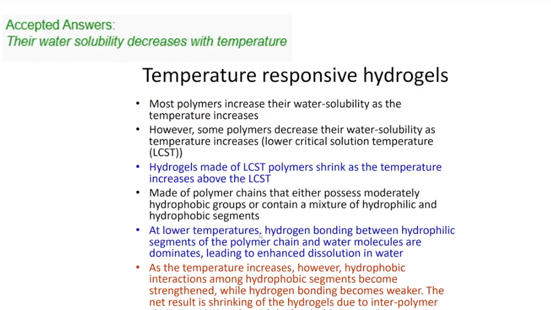What happens is that at lower temperature, the hydrogen bonding between hydrophilic segments of the polymer chain and water molecules dominates, leading to dissolution in water. Above this temperature, hydrophobic interactions predominate and the hydrogen bonding becomes weaker. So the interpolymer chain association through hydrophobic interactions increases, making the polymer less soluble in water.